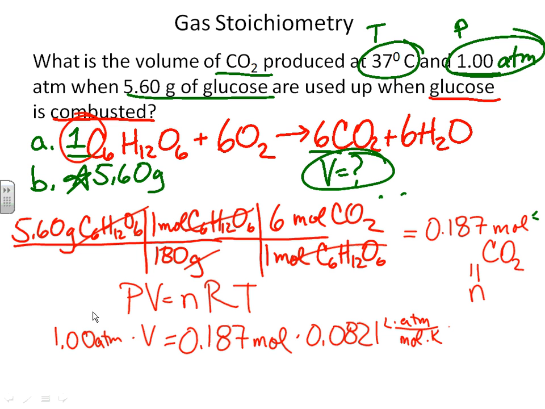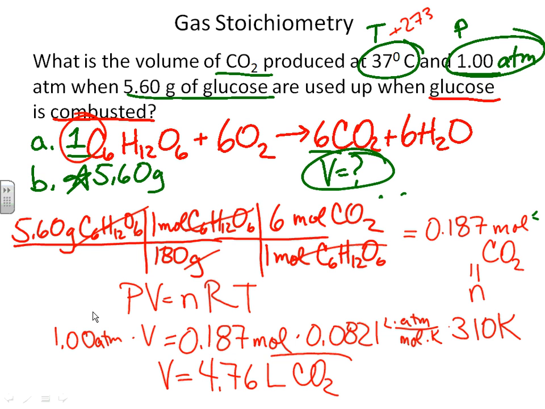Temperature, remember, convert this: 37, add 273 to that. Your temperature always has to be in Kelvin. So 37 plus 273, make sure you do this too. I get 310 Kelvin, hopefully you do as well. And then it's just solving. You have one unknown, you know the rest of the numbers, solve it out, and I get a volume of 4.76 liters of CO2.